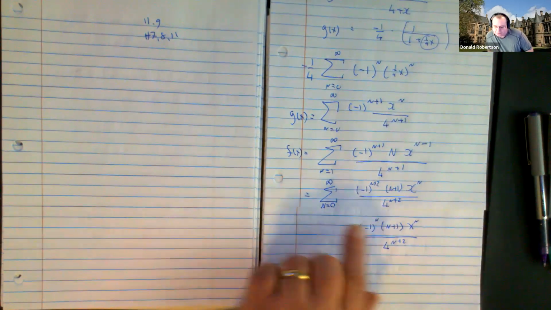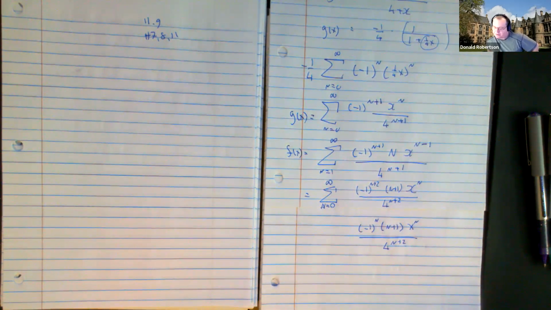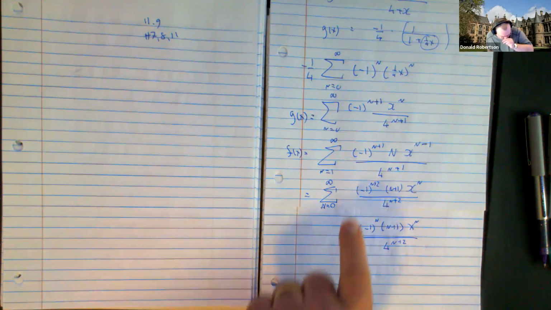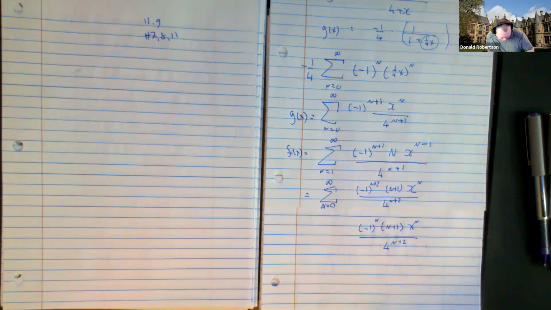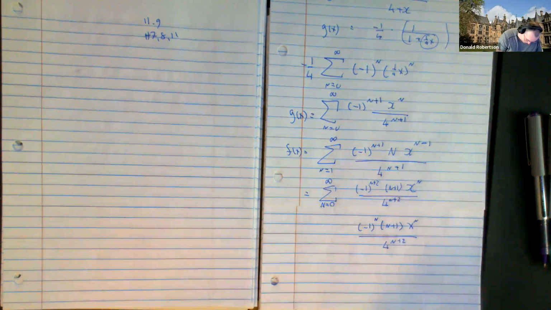-1 to the n plus 2 and -1 to the n are both exactly the same in value, because adding another 2 to the power of -1 is essentially just multiplying by -1 squared, which is multiplying by 1. So yeah, I guess you could do that. I wouldn't myself, but I suppose it looks prettier. So that's the answer that they have.